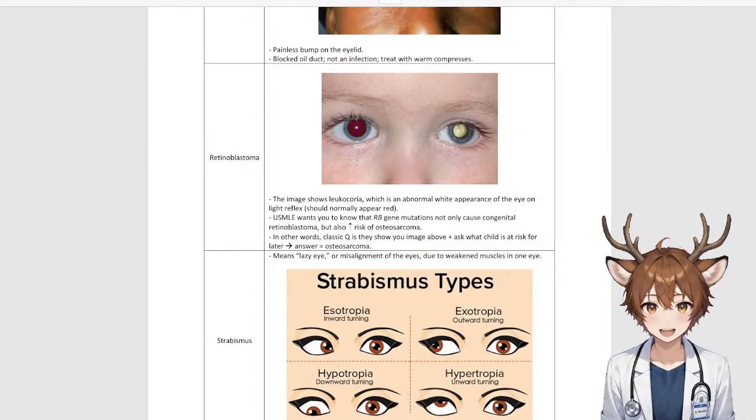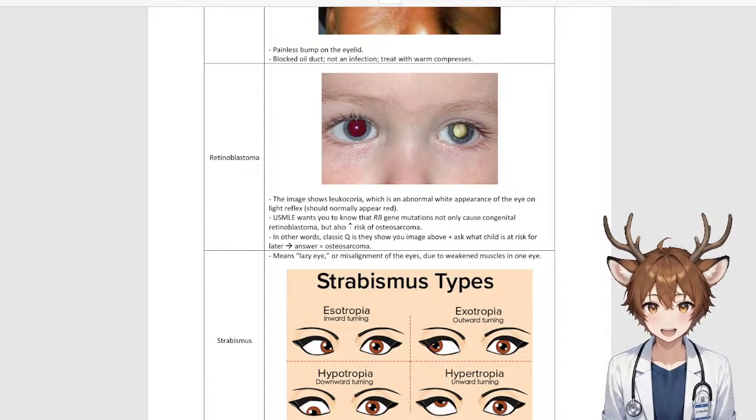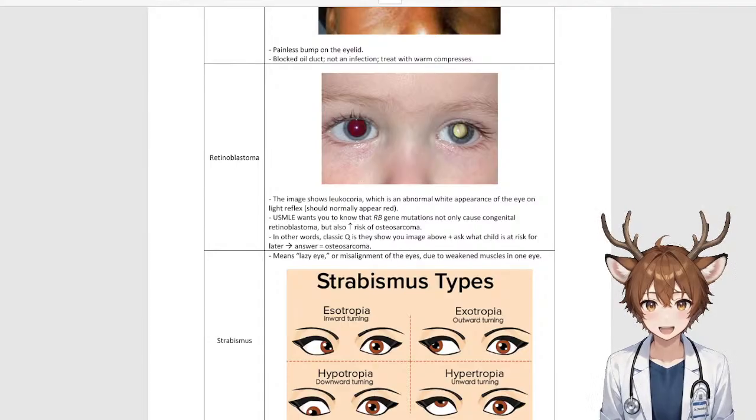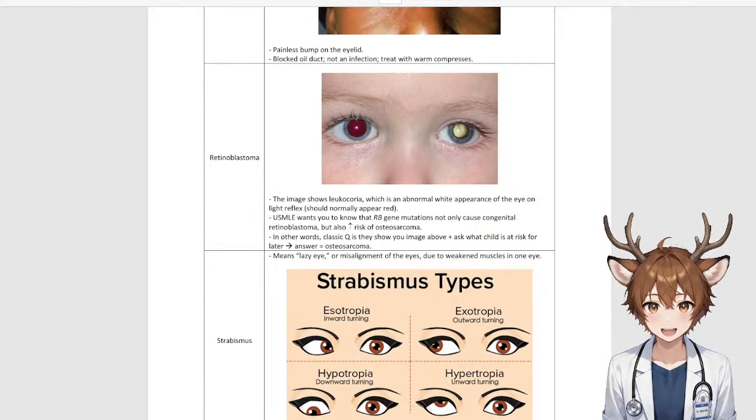What about retinoblastoma? A little bit of a different situation. The image shows a leukocoria, which is an abnormal white appearance of the eye on light reflex. It should normally appear red using a light reflex.